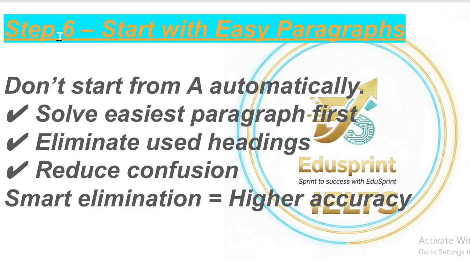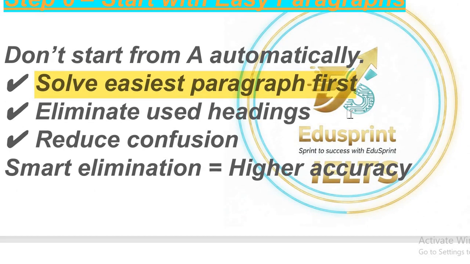And step 6. Start with an easy paragraph. You don't need to start from paragraph A. Sometimes paragraph C or D looks easier. So solve the easiest one first. When you match one heading, eliminate it from the list. This reduces confusion and increases accuracy.